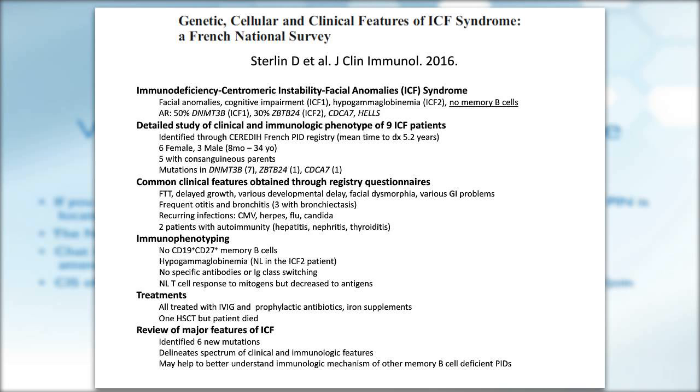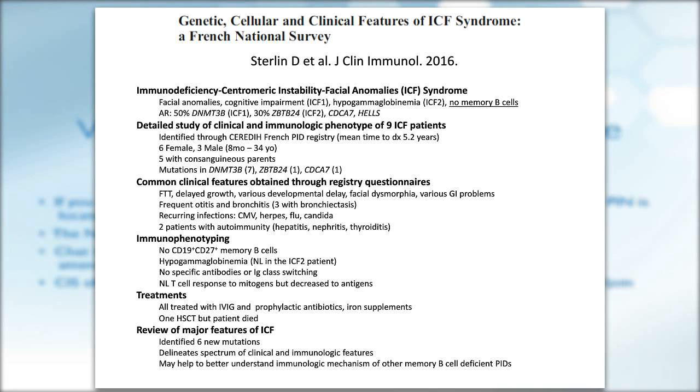They included 9 patients from 8 families. These patients were identified through the French PID registry with a mean time to diagnosis of 5.2 years. There were 6 females and 3 males, and you can see the age range in parentheses there. 5 had consanguineous parents, and in terms of their mutations, 7 had mutations in the DNMT3B gene, 1 in the ZBTB24 gene, and 1 in CDCA7.